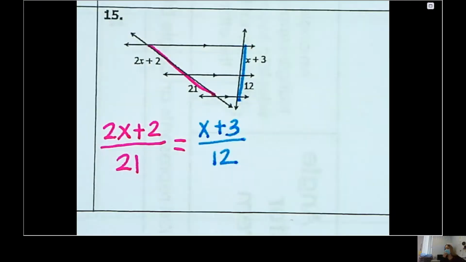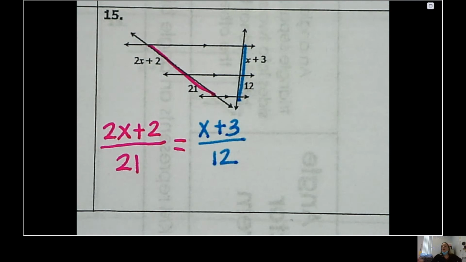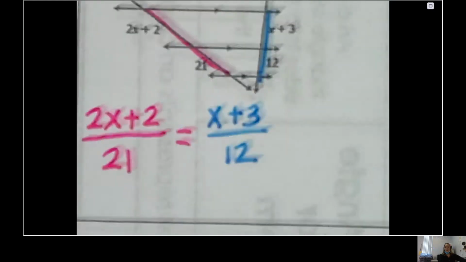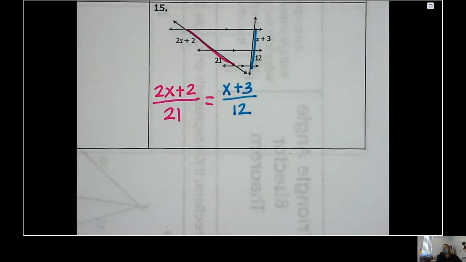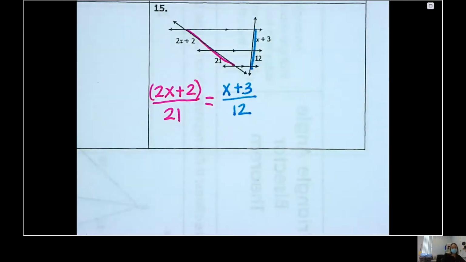Now, the only reason that this problem is considered any harder is because instead of it just being one equation, you've got two equations. But don't let it freak you out. You're doing the exact same thing. We're going to cross, whoa, that's the wrong way. We're going to cross multiply. Now, before I cross multiply, what Mr. Massa always likes to do is anytime I see an equation, I put it in parentheses. Okay, so like this equation, 2x plus 2, I'm going to put it in parentheses.